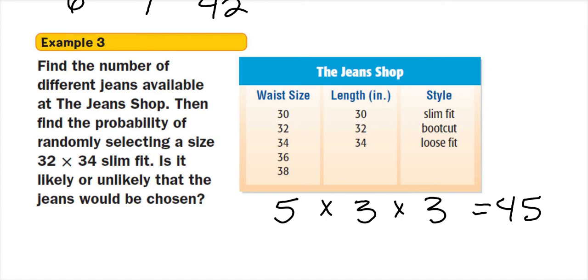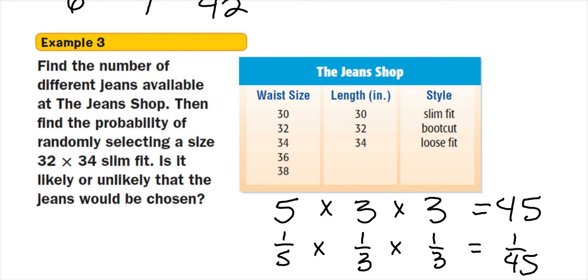Then it says to find the probability of randomly selecting a size 32, 34 slim fit. If I want a 32 waist, there's only one way I can get it out of 5, so that would be 1/5. Then I need a 34 length, which is 1 in 3, so 1 over 3. Then we need the slim fit, which is 1 in 3 again. By now you probably figured out it's always the same. It's just 1 over 45. All right, so that's pretty much it for that one.